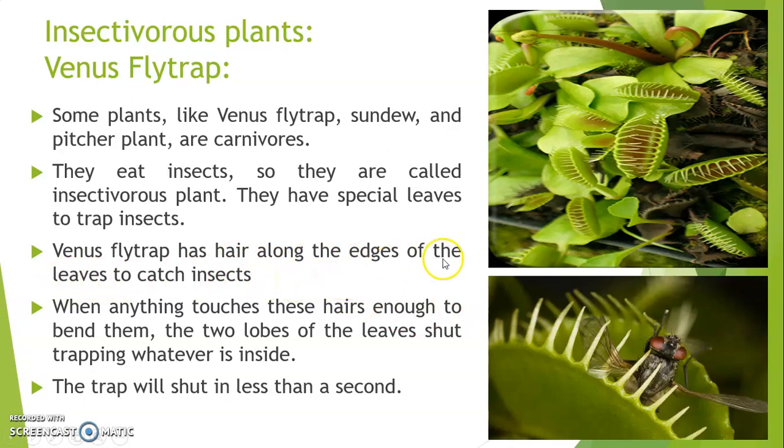When anything comes near their hair such that it is enough to bend them, what happens when any insect comes towards them and touches them and bends their leaf? These two lobes of the leaves get shut and hence trap the thing which has come inside the opening. The trap will shut in less than a second.